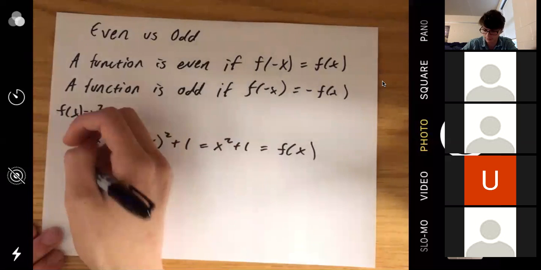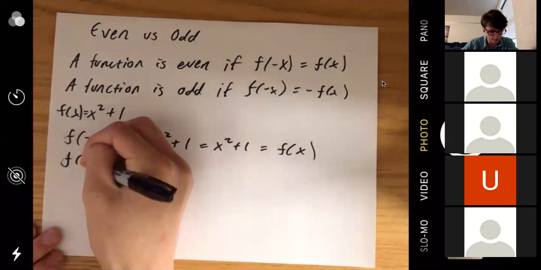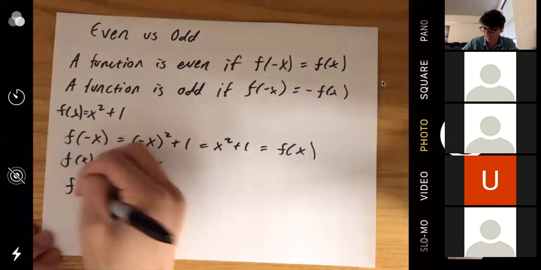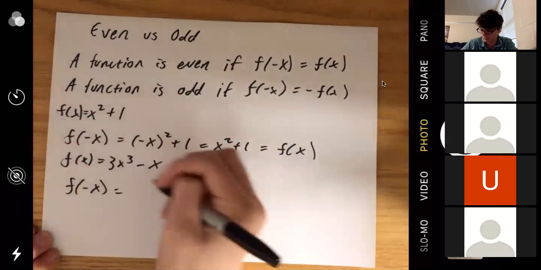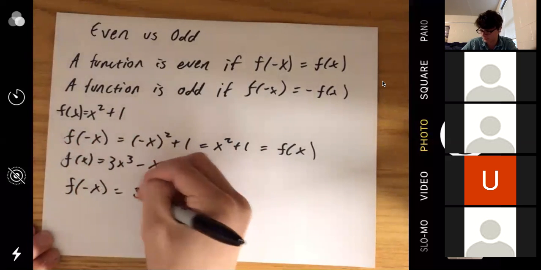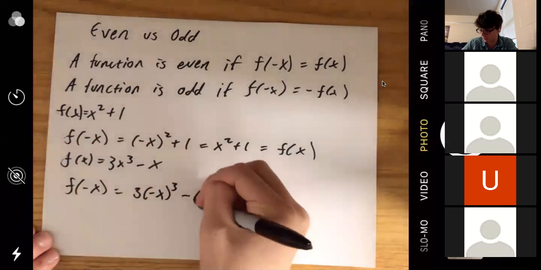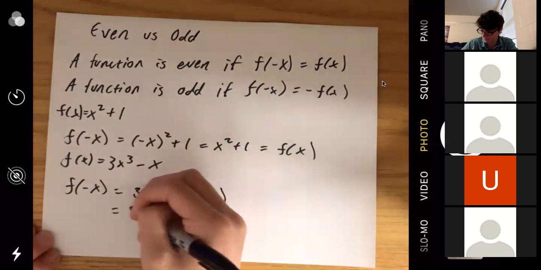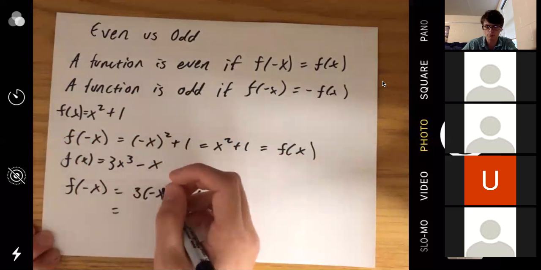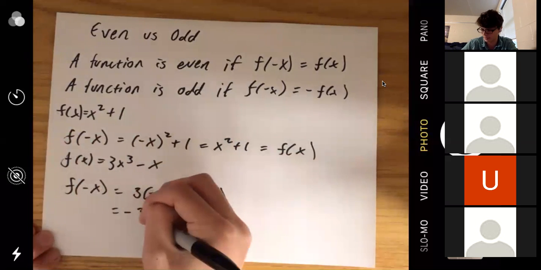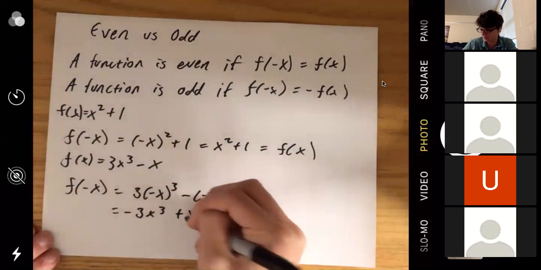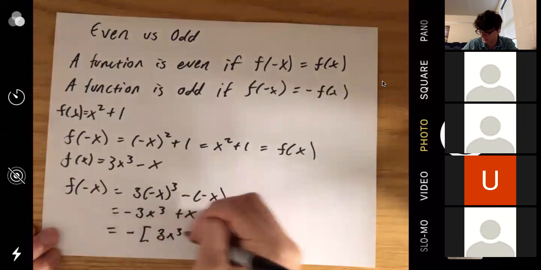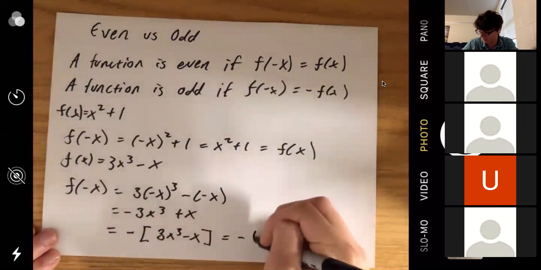An example of an odd function, maybe f of x equals 3x cubed minus x. So if I have f of minus x, with this definition of f, I get 3 times minus x cubed minus the quantity minus x, which is equal to, minus 1 cubed is minus 1, so I can pull the minus 1 outside of the cube. I get minus 3x cubed plus x, which is equal to minus the quantity 3x cubed minus x, which is equal to minus f of x.